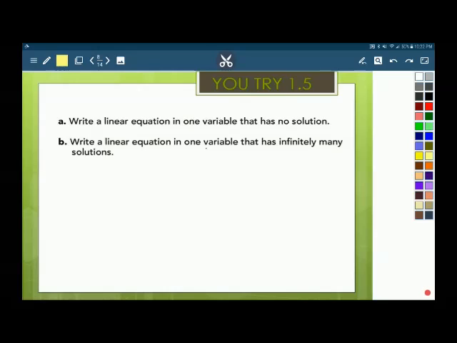If you don't have the variables cancel on both sides, you're going to be creating something with one solution, so that's not something I'm looking for. Make sure you ask questions if you need help structuring your equations, or you can also go back and rewatch this section. Give it a try.